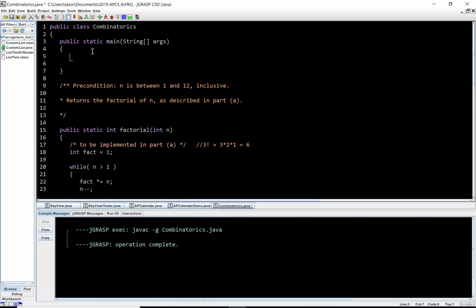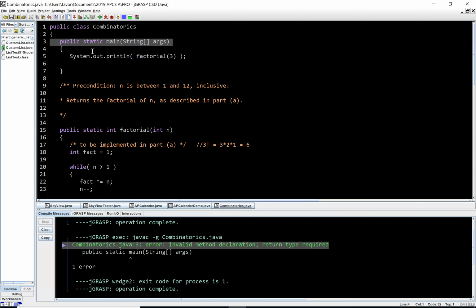And so in here, I want to test factorial. I want to print what factorial returns to me when I send it the number 3, because I know 3 is an easy one. So let me start off with that. I'm going to run this. Public static, I forgot void here.